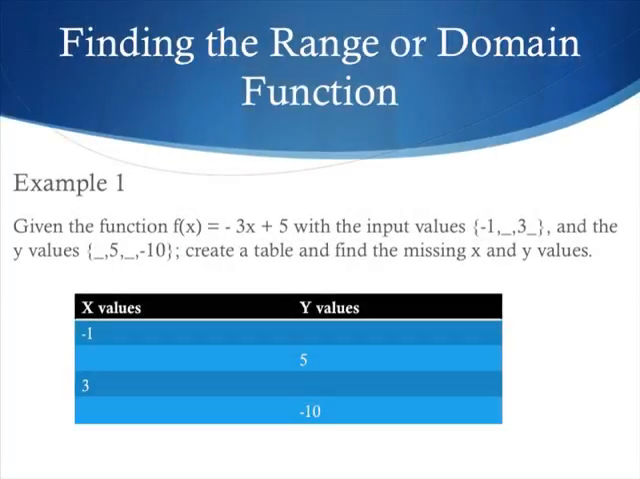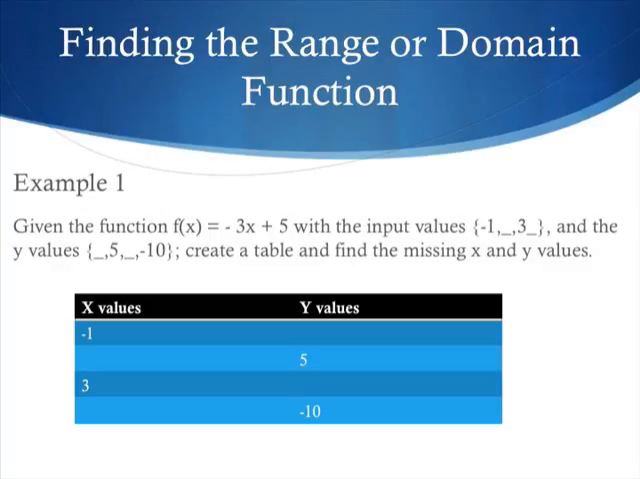Here's an example. Given the function f of x equals negative 3x plus 5 with the input values of negative 1 and 3 and the y values being 5 and negative 10. Create a table and find the missing x and y values.